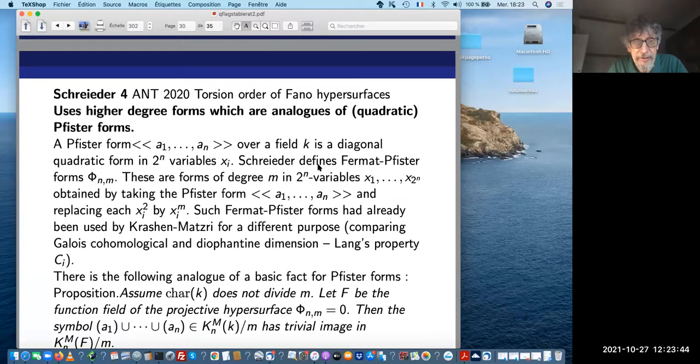So in that paper, he uses higher degree forms, which are analogs of Pfister forms. So this looks very bizarre the first time you see this. A Pfister form is a diagonal quadratic form in 2^n variables. So Schreieder defines and discovers so-called Fermat Pfister forms, phi_{n,m}. So what you do is that you take a Pfister form <<a1, ..., an>>. So it's diagonal, with terms x1 squared, ..., x_{2^n} squared. And you replace x1 squared by x1 to the m, and so on, xi squared by xi to the m.